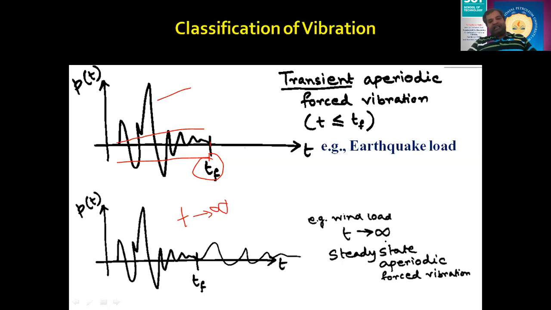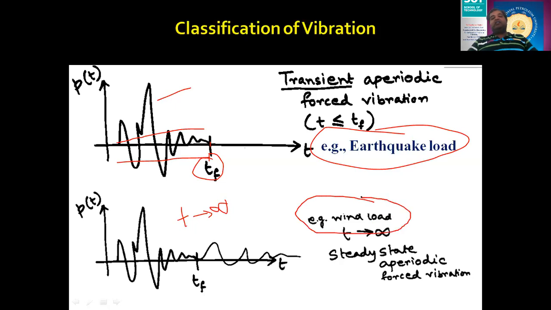I can give an example of transient, which is earthquake load, which lasts for a limited period of time, a finite interval of time. While for steady state, you can say the wind load, which is existing on the structure for an infinite period of time. However, both cases are aperiodic in nature, right? Because the duration of giving the external force is not constant.